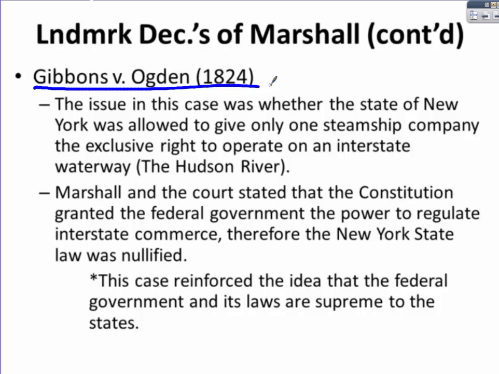Marshall and the court stated that the Constitution granted the federal government the power to regulate interstate commerce, and that allowed for New York State's law to be nullified by the federal government. This case reinforced the idea that the federal government and its laws are supreme to the states. Again, federal supremacy.